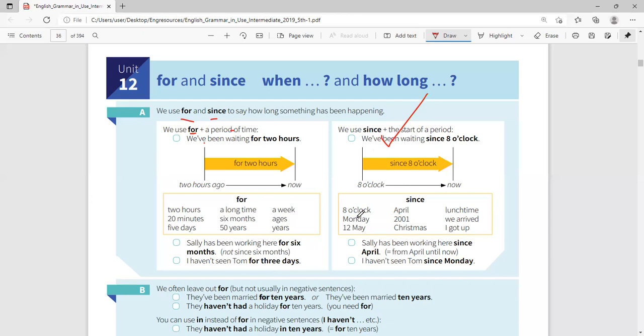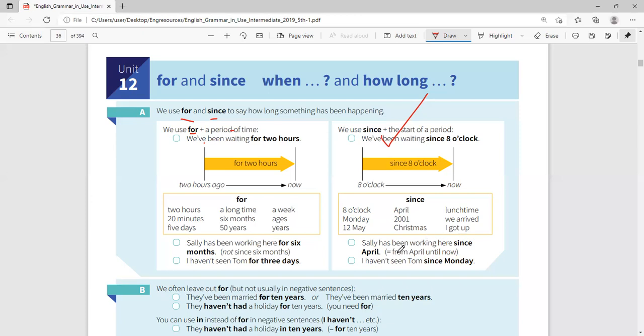I have been here since 8 o'clock. I have been in Somalia since April. I have been resting since lunchtime. I have been working hard since Monday. I have been in Uganda since 2001. I have been busy since we arrived. I have been here since 12th May. I have been here since Christmas. I have been here since I got up, meaning the time that you started is used with since.